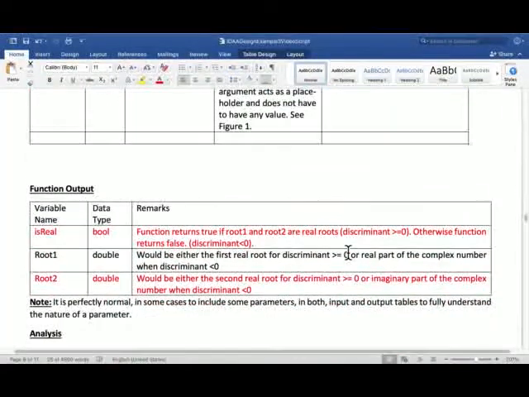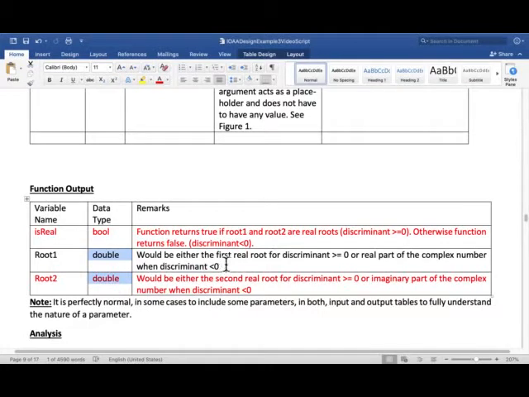Okay. In this one, the function does have output. And output may be outputted to the console, may not be. One of them is real, which is bool type. The bool value is true if root 1 and root 2 are real roots, which means discriminant is greater than or equal to 0. Otherwise, the function returns false, discriminant less than 0. Root 1 and root 2 will be outputted to the console. They're both double type.